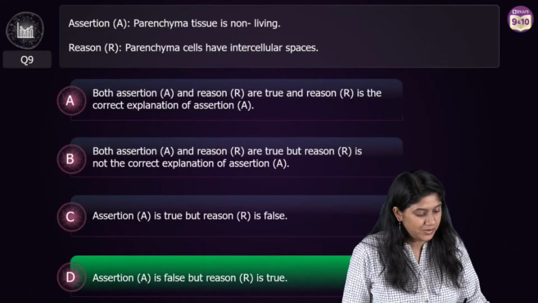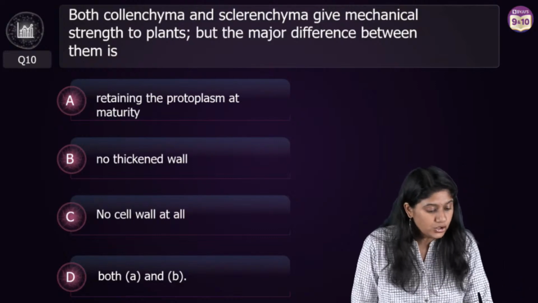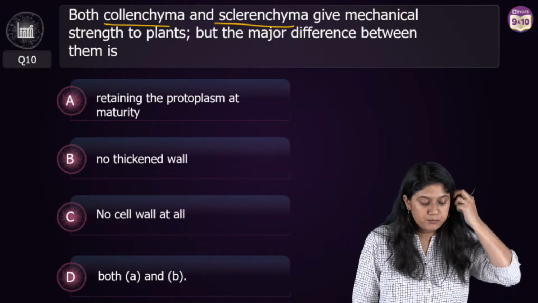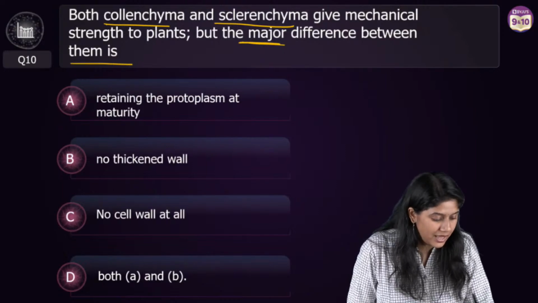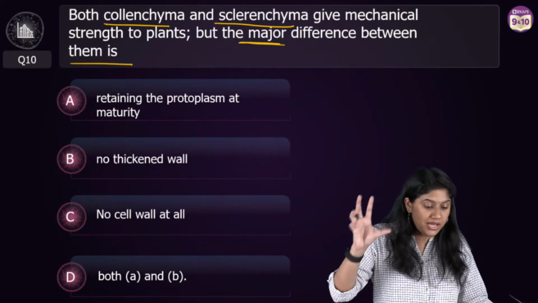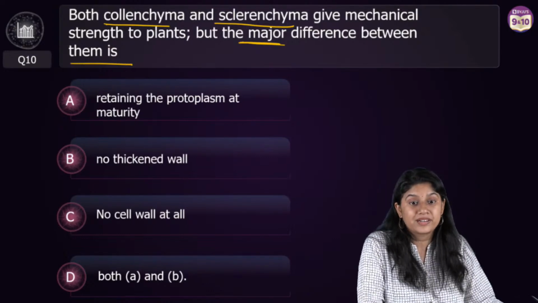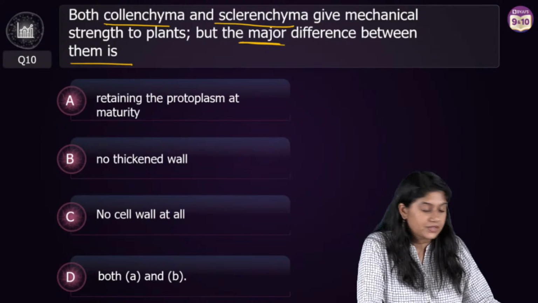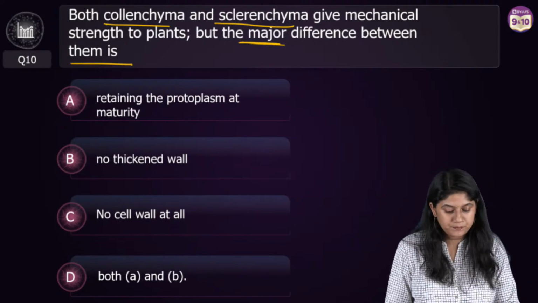Let's move ahead to question number 10, which is the last question of the MCQs. Both collenchyma and sclerenchyma give mechanical support to plants. But the major difference between them is what? What is the major difference between the collenchyma and the sclerenchyma? The polls are running. Please make sure you vote.